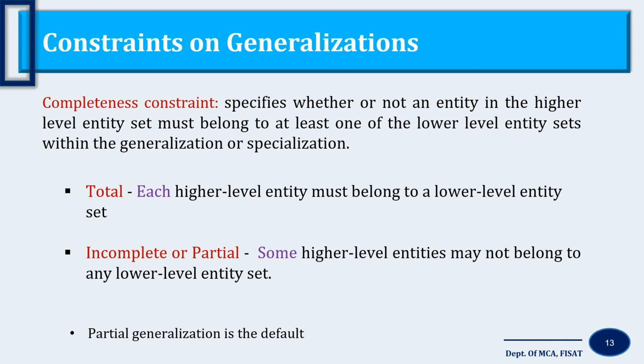That is total. And in the case of partial or incomplete, some of the higher level entities may not belong to any lower entity set. That means the participation is partial. So this is the third type of constraint. It can be either total or partial. If it is total, every entity must belong to a lower entity set. If it is partial, some may belong, and some may not belong to any lower entity set. That is incomplete, also called partial. That's about the three types of constraints on specialization or generalization.